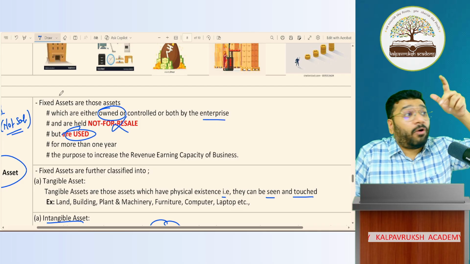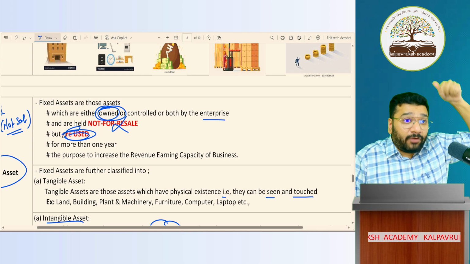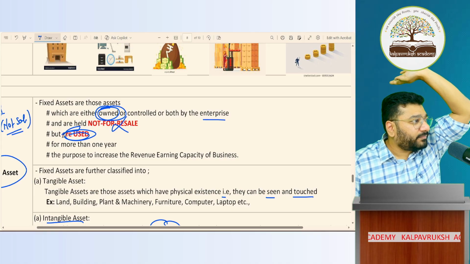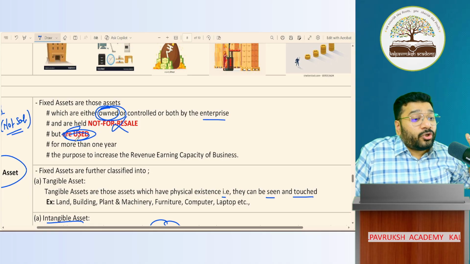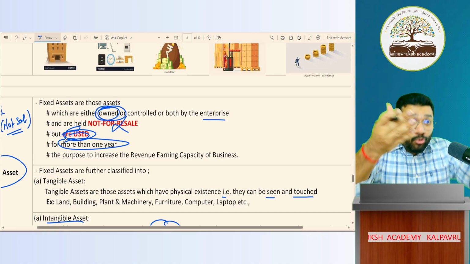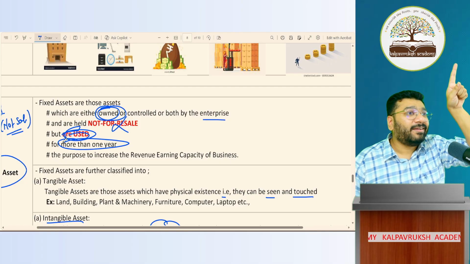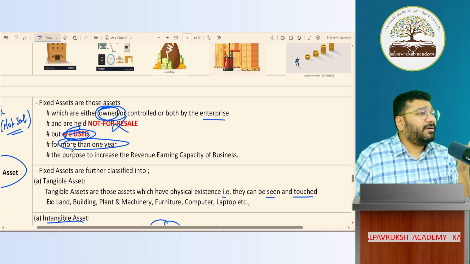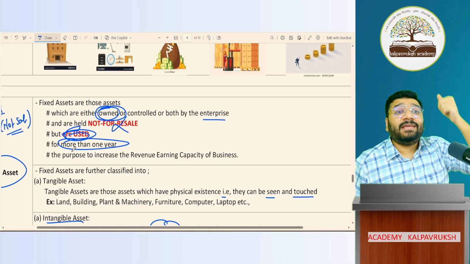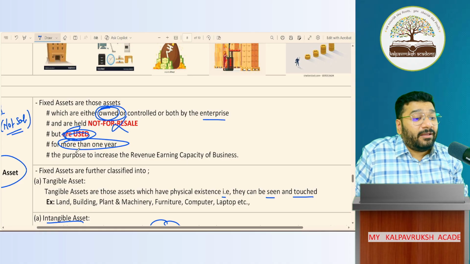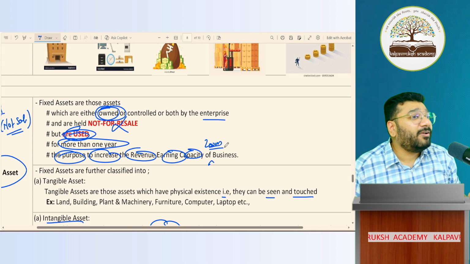So that Zoom software is there. It is owned by the Zoom company. They're using that software not for 1 year, but for how many years? They launched around COVID, or maybe a little before COVID, but it became popular during the COVID period. Even till now we're using that software, which means the company is making us use this software for more than 1 year. And what is the purpose? Why did the Zoom company give the software to us? Because they wanted to make money. The purpose is to increase the revenue earning capacity of the Zoom business.